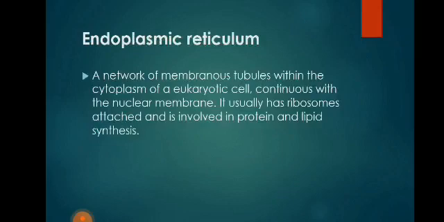Next is the endoplasmic reticulum, a network of membranous tubules within the cytoplasm of a eukaryotic cell, continuous with the nuclear membrane. It usually has ribosomes attached and is involved in protein and lipid synthesis. The function of the endoplasmic reticulum is to produce proteins for the rest of the cell to function.